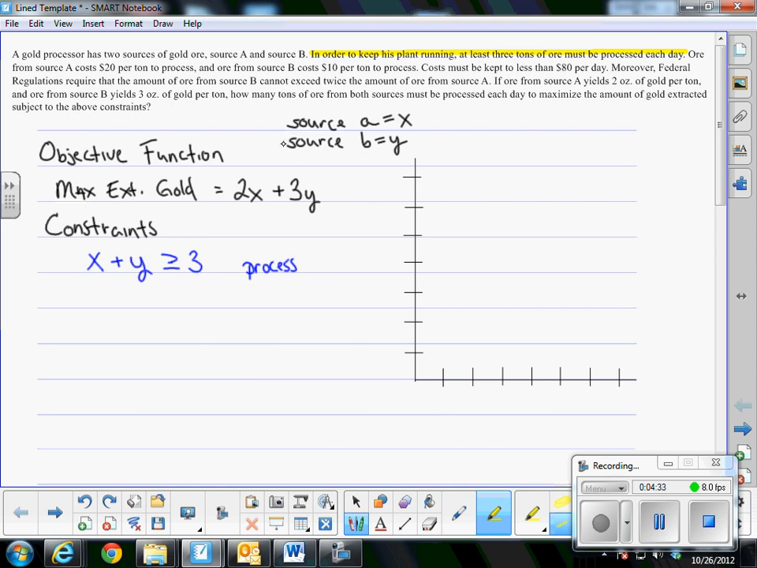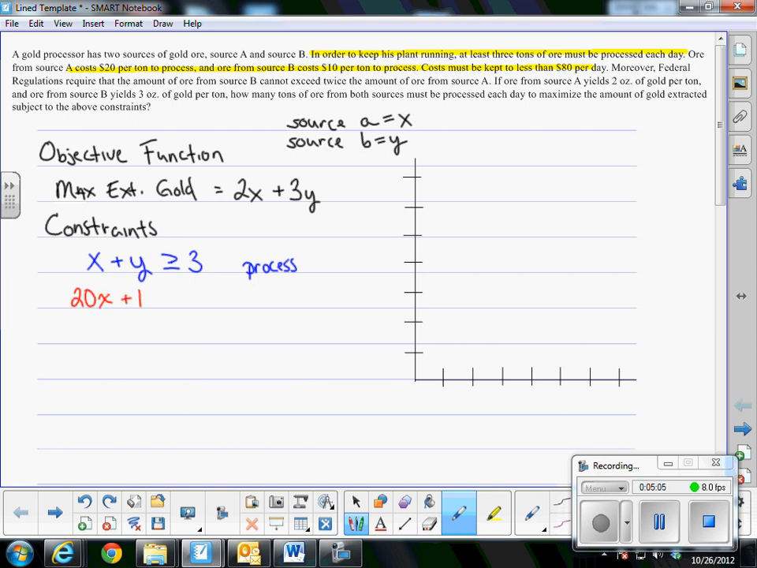It says ore from source A costs $20 per ton to process. Ore from source B costs $10 per ton to process. Costs must be kept to less than $80 per day. So here is an additional constraint. It's called a cost constraint, or some people refer to it as a resource constraint. $20 from source A per ton.